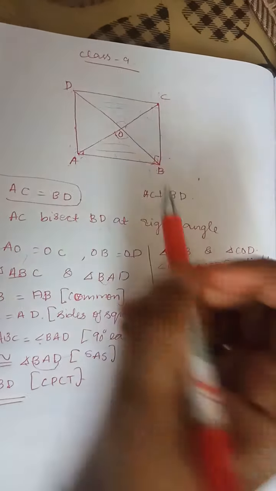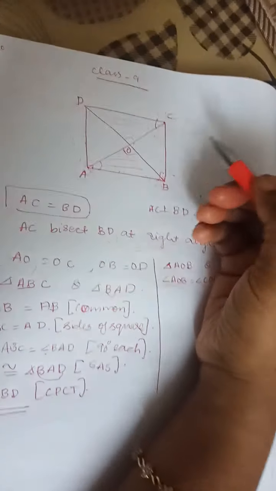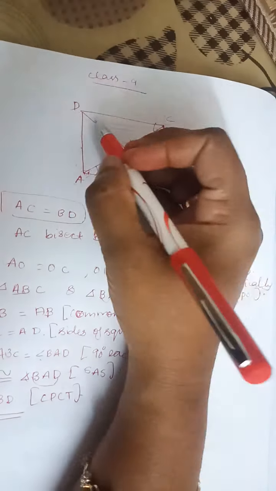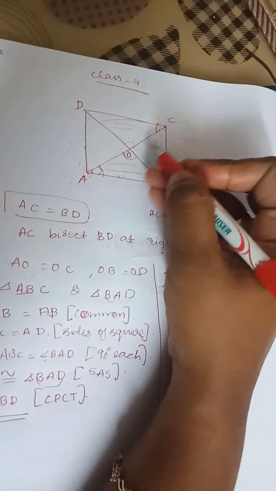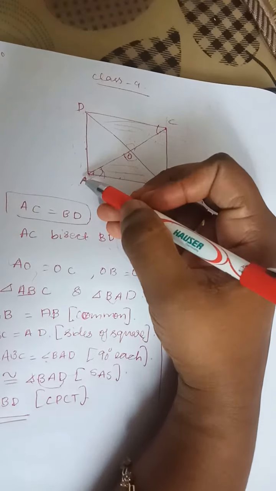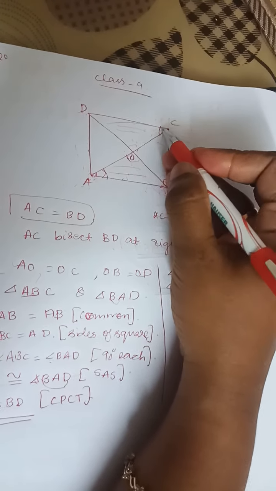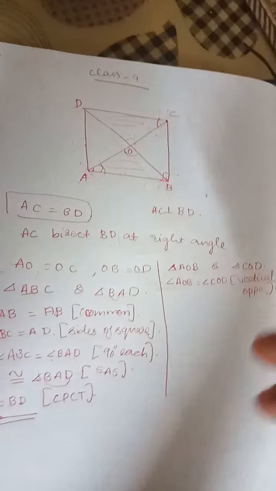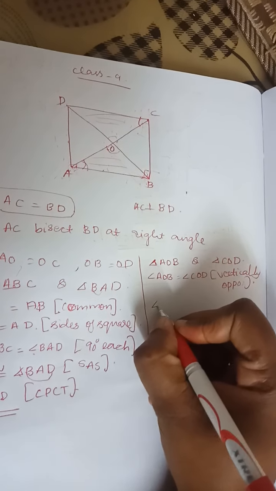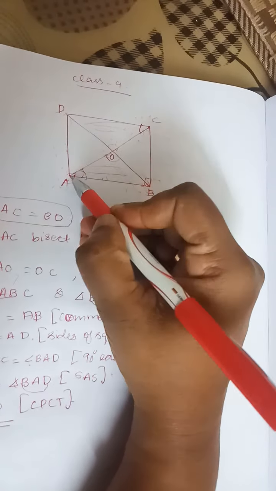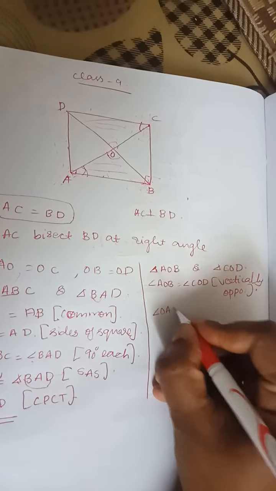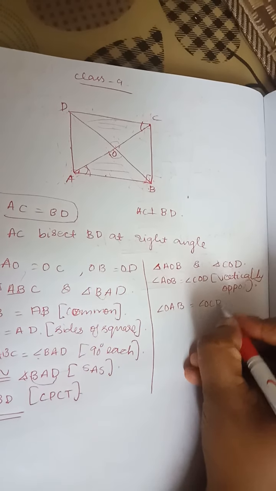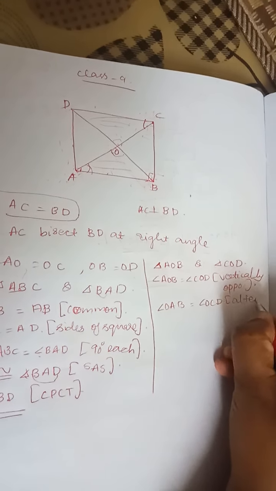If you take these two triangles, this angle and this angle you can equate because these two are parallel lines, AB and CD. Line AC is coming in between these two parallel lines. So these two are alternate angles, correct? So we can equate these two angles. Angle OAB is equal to angle OCD. I am equating angle OAB is equal to angle OCD, reason: alternate interior angles.